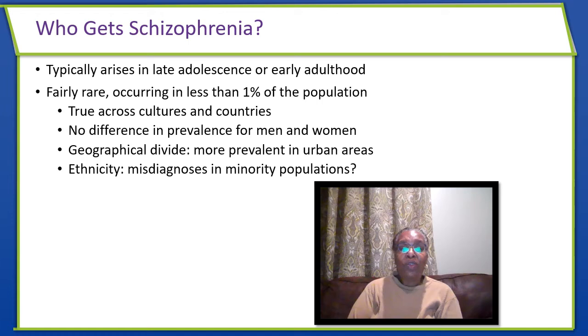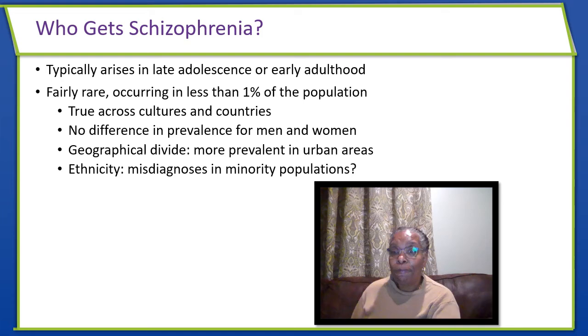But when we look at the differences between men and women, there really is not any true difference. But women tend to get schizophrenia closer to their 30s than to their adolescent or teen years. Men tend to get it between 18 and 25. Females tend to get it around 25 to 30. In terms of ethnicity, there's been a lot of misdiagnosing when it comes to schizophrenia. The disparities can be severe at times.